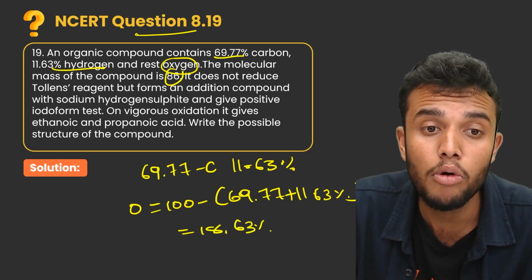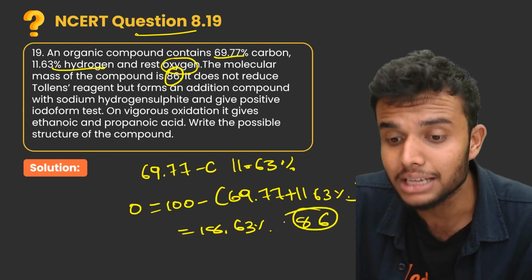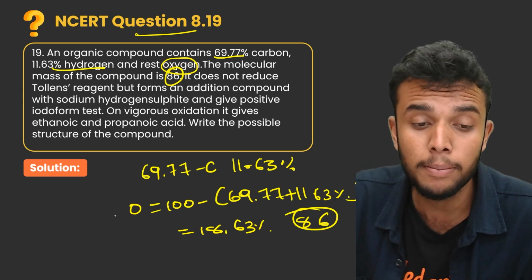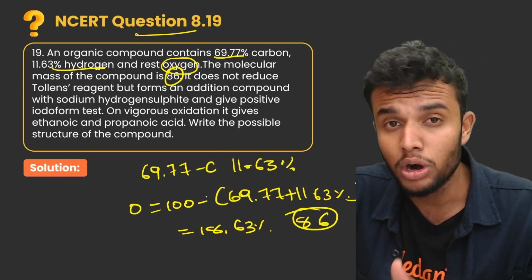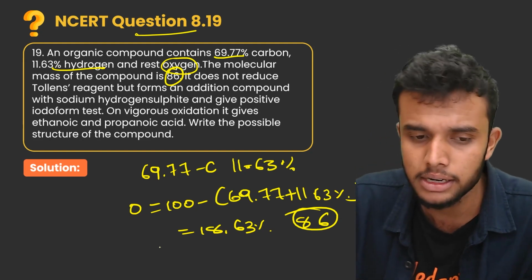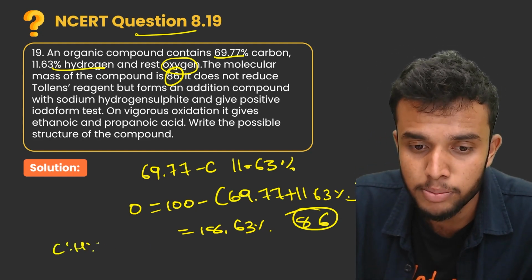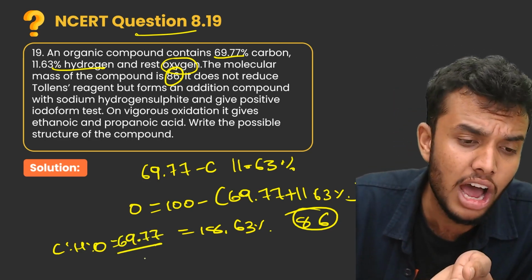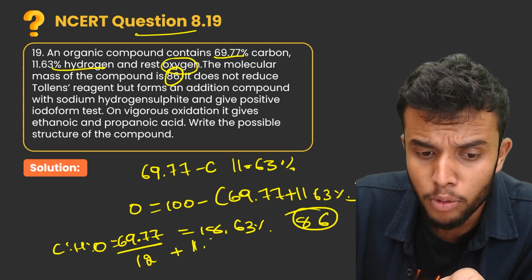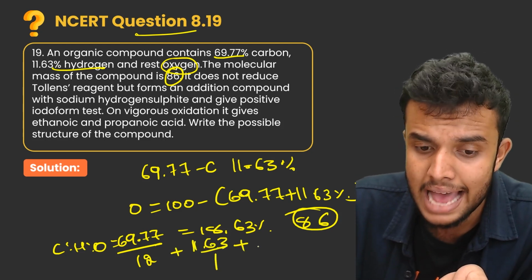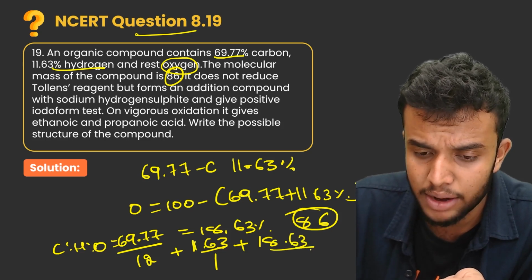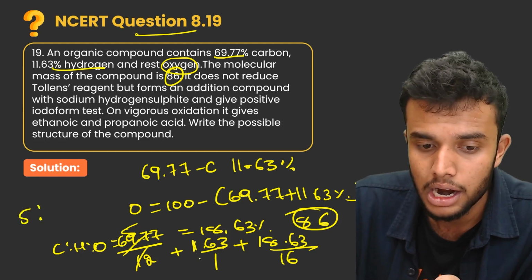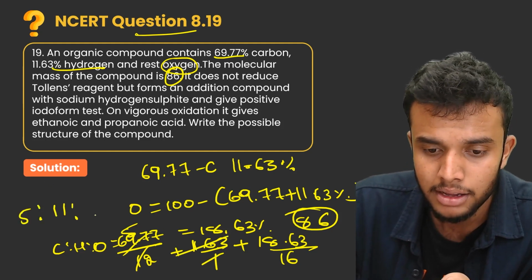And they also give its molecular mass, 86. From 86, we can easily identify the molecular formula. Let's check from the percentage. What is the ratio of carbon, hydrogen, and oxygen present in the molecule? The ratio becomes 69.77 divided by the atomic mass of carbon, which is 12, and approximately 11.63 divided by 1, plus 18.63 divided by 16. Finally, 12 is around 5 point something, and 11, 11 and 1.